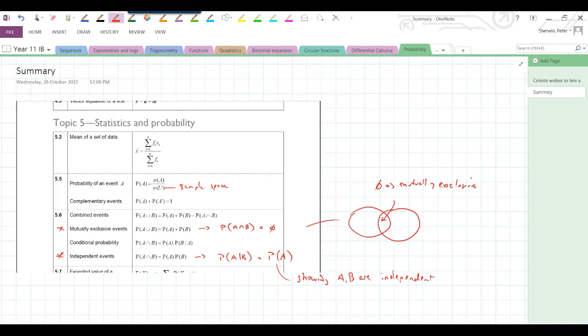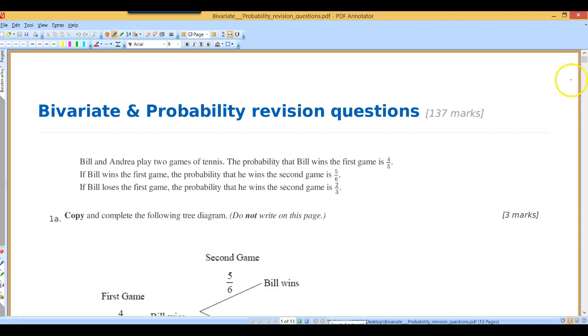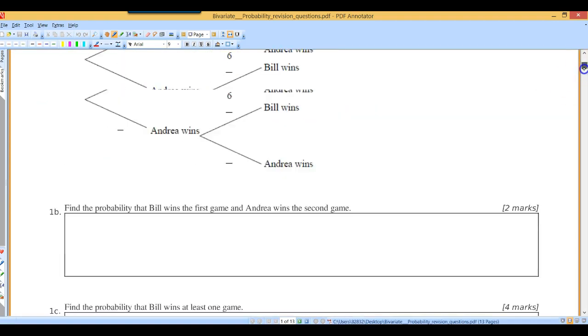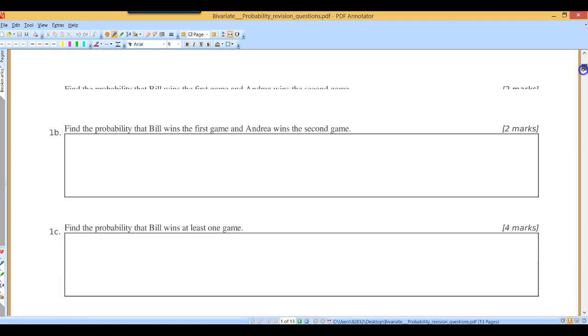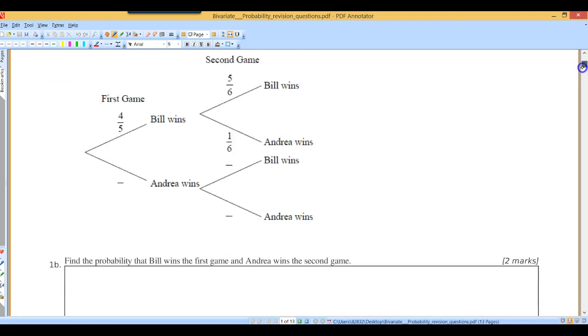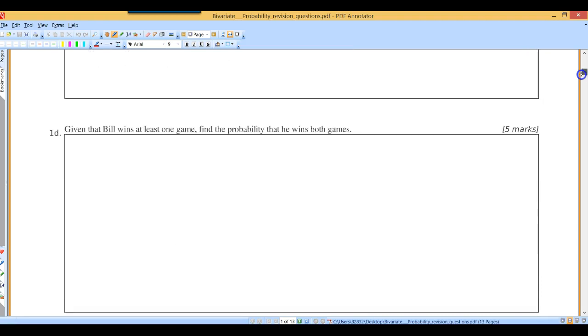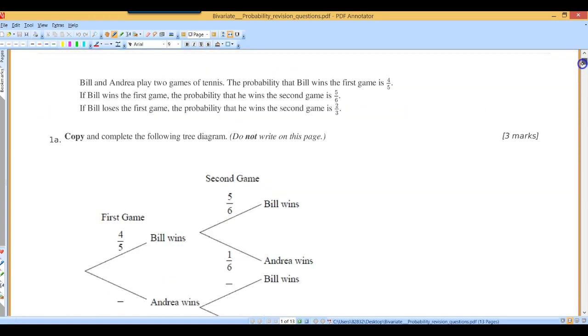Right, so if we have a look now over at the questions that you got here, we did sort of this one in class, and like I said, you can work through the first few parts, really straightforward stuff, but then it gets a bit more serious. Now this is the one, given that Bill wins at least one game, find the probability that he wins both games. So this is what I talked about in class.